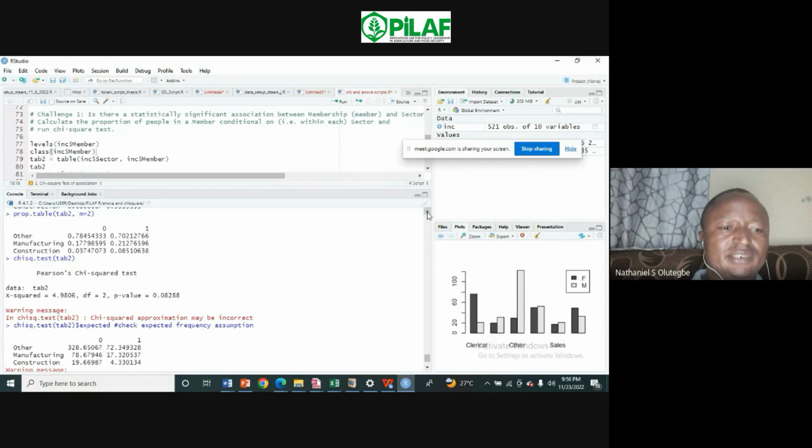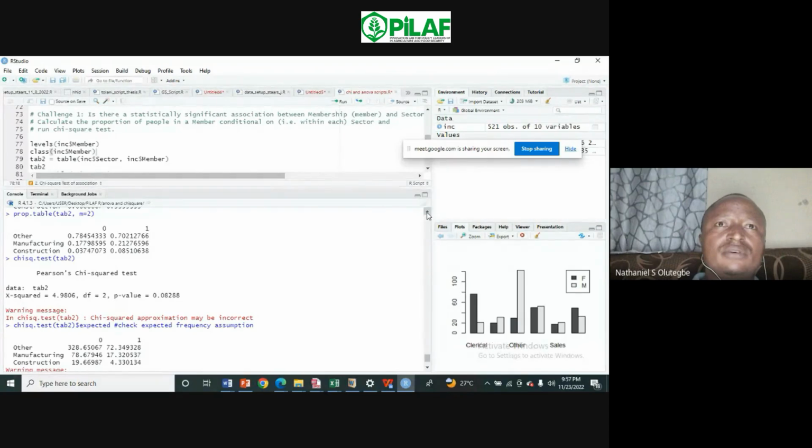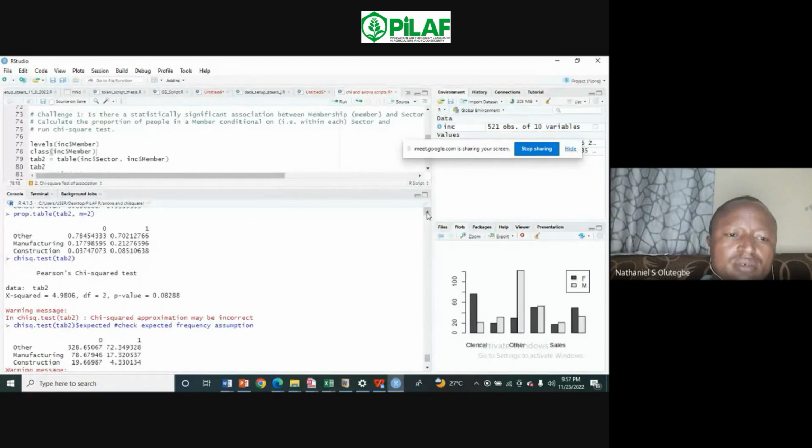In this case, because we are dealing with a 2x2 contingency table for chi-square, the formula for degree of freedom is (C minus 1) times (R minus 1). C stands for column and R stands for row. And so because you have two rows, that's 2 minus 1. Then the second one is 3 minus 1, that's the sector.